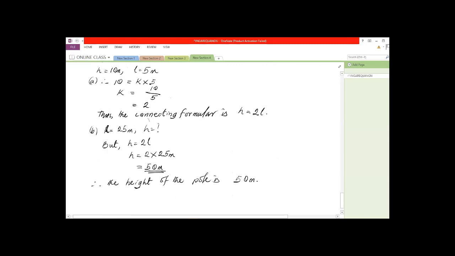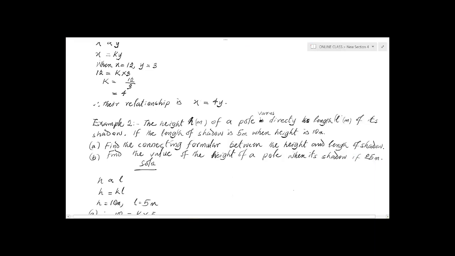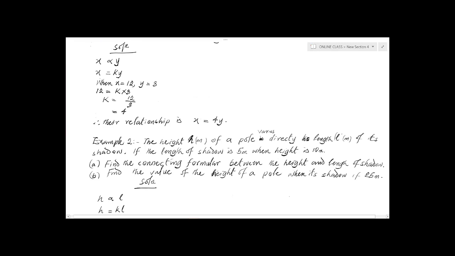The next thing to do is to find the height. They said the length is 25 meters, and H equals unknown. Look at the question: find the value of the height of the pole when its shadow is 25 meters.